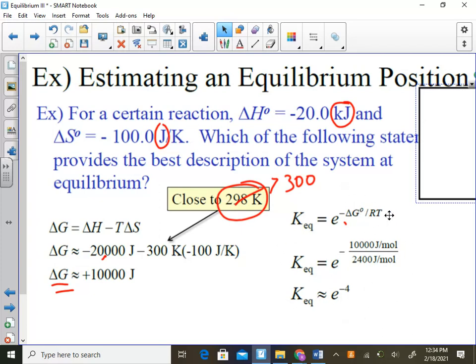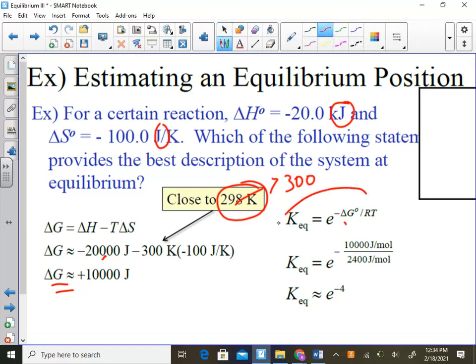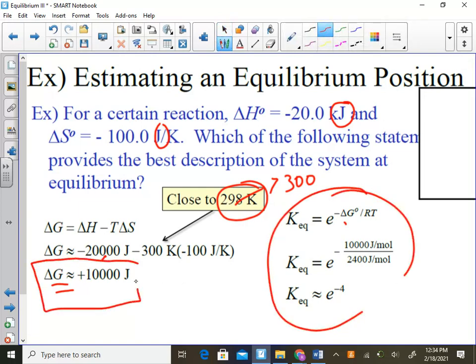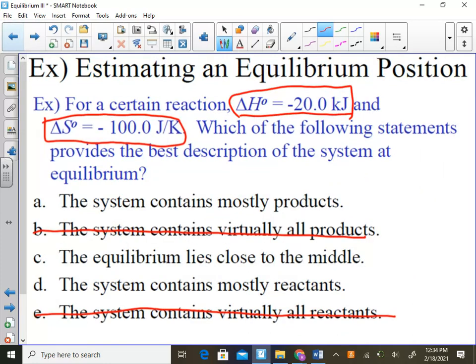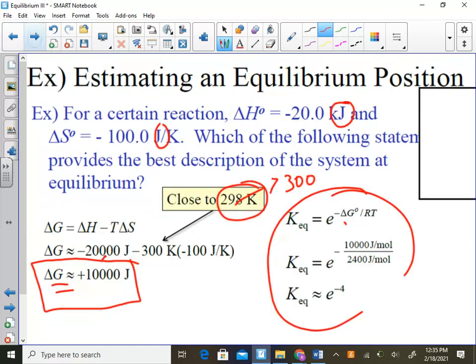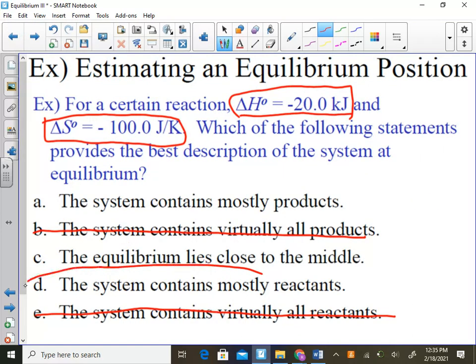But in a multiple choice question, we don't even have to do all of this work. We can estimate using delta G. Now, if you go back looking at this, does it contain mostly products, mostly reactants, or is it somewhere close to the middle? Well, if delta G is positive, our K is going to be really, really small. And so we're going to have virtually all reactants, or mostly reactants, in that system at equilibrium.